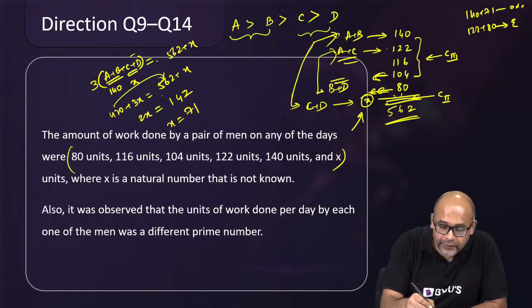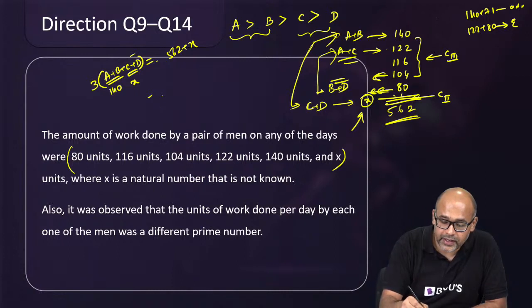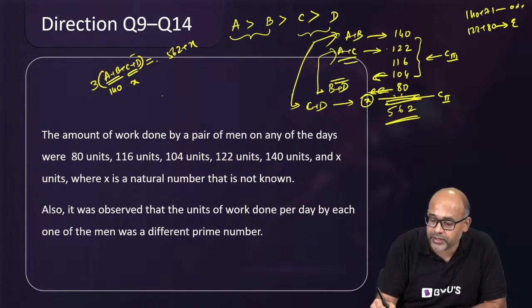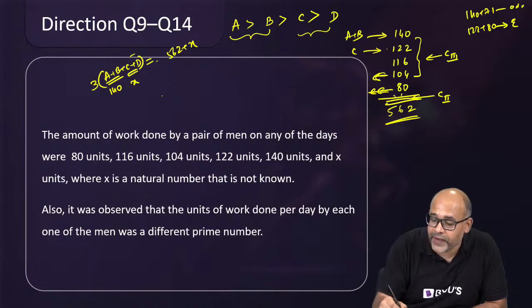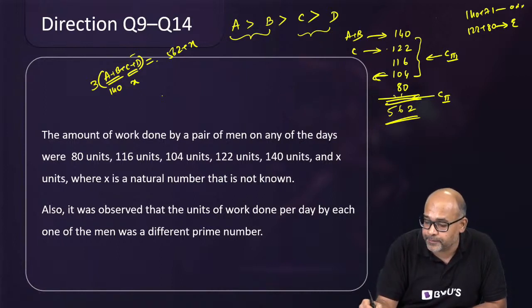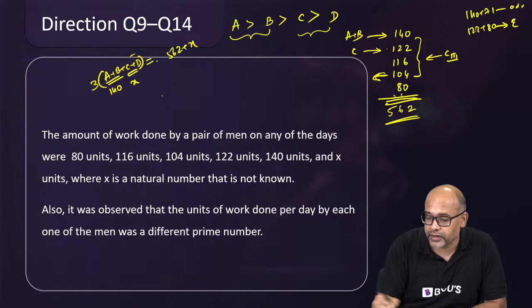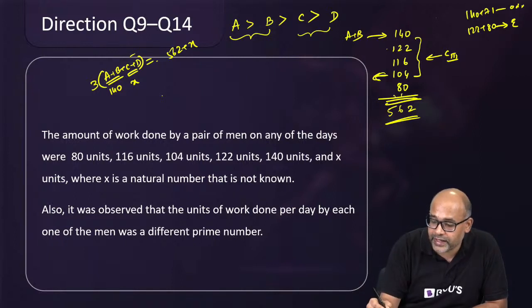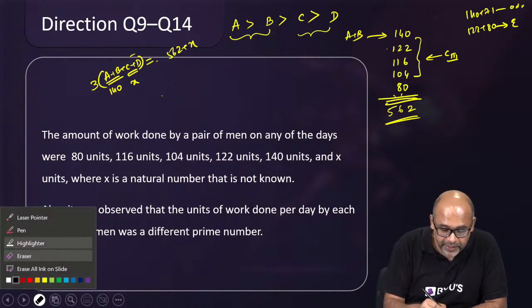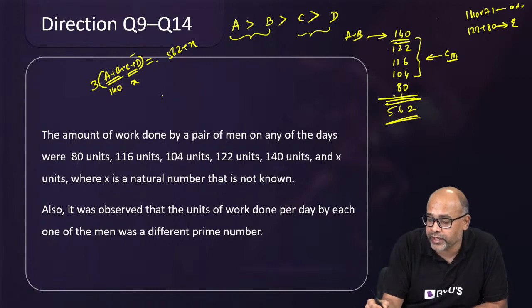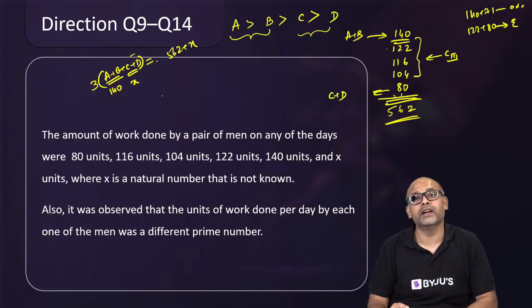So the only thing left for you is case number 3. Case number 3, what is the case number 3? Case number 3 is X is in between, somewhere in between. If X is in between, what does it mean? Then definitely I know what is A plus B. I know A plus B is 140. I know C plus D has to be 80.